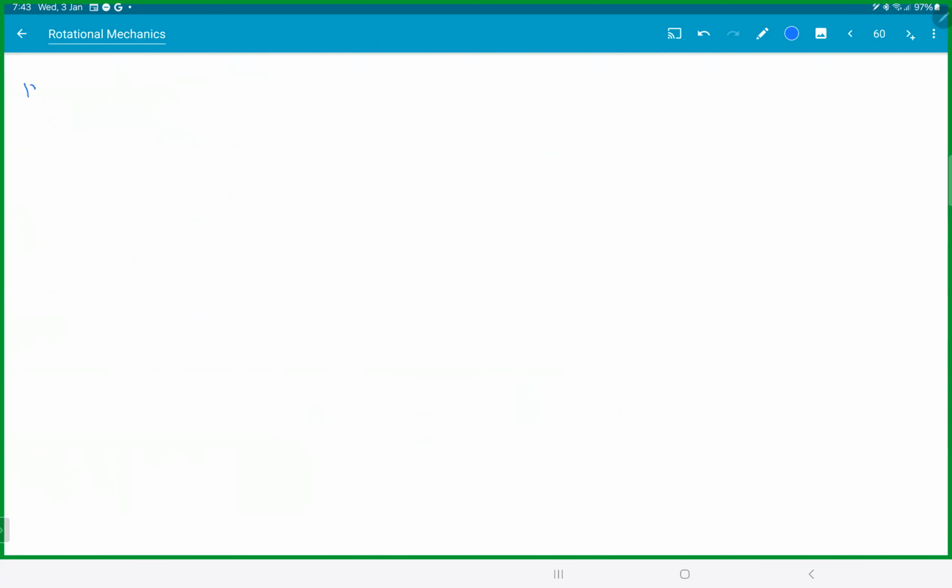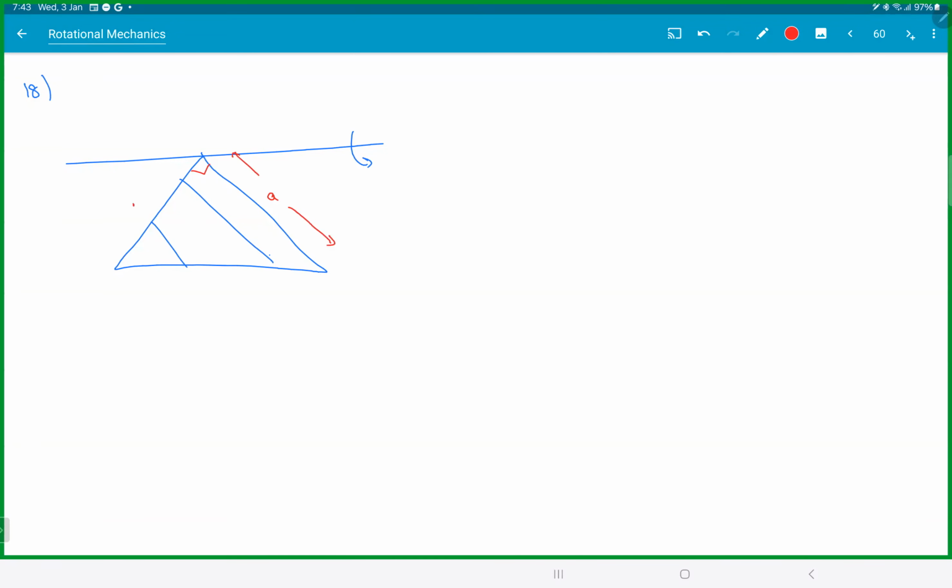Do for this one. Right angle triangular plate about this axis. This is 90 degrees. This is A. This is A. Right angled isosceles plate. Don't get confused between this and this, huh? This we did already. This is easy, isn't it?